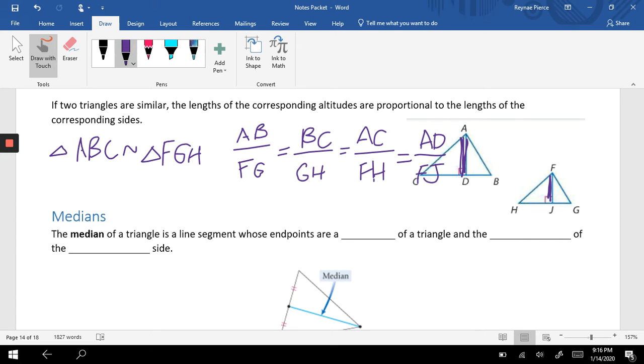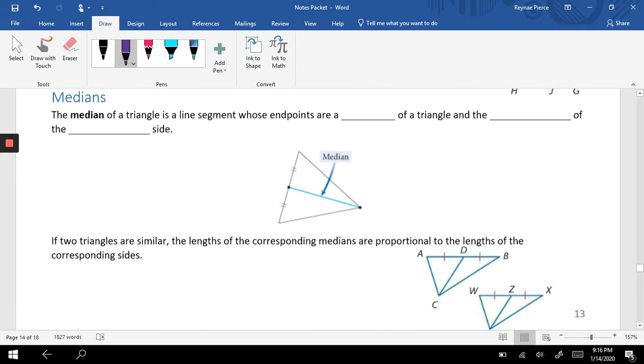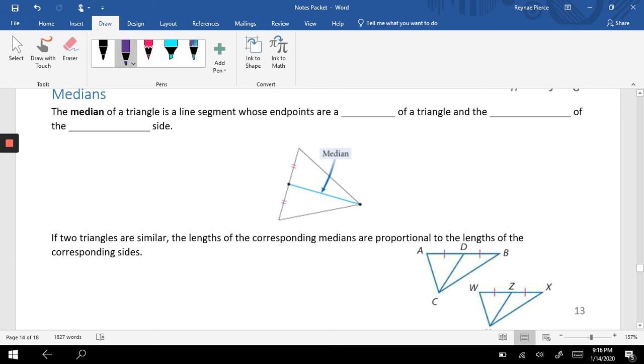The second special segment we're going to talk about is the median. Think about the median of a road, in the middle of the road. The median of a triangle connects a vertex to the midpoint of the opposite side. And again, just like the altitudes above, if two triangles are similar, then the medians are proportional to the lengths of the corresponding sides as well.